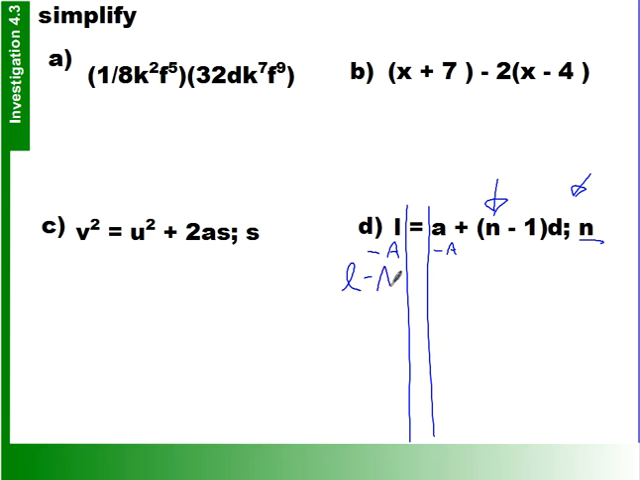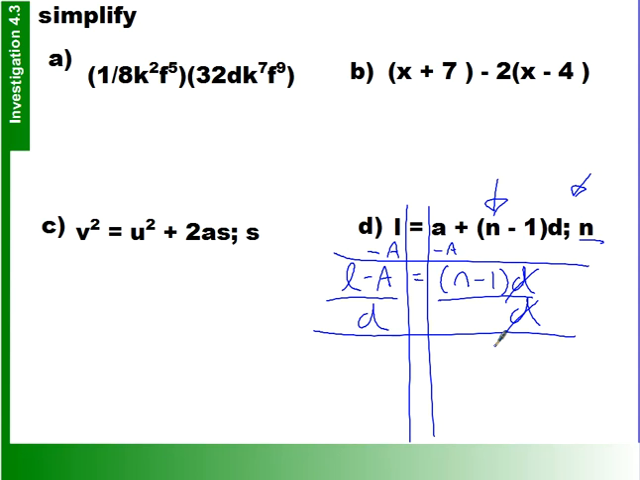So I have L minus a is equal to n minus 1 times d. What's the opposite of multiplying this whole binomial by d? Dividing by d. So I'll divide everything by d. And d divided by d cancels out. So I'm left with n minus 1 is equal to L minus a over d. And you'll notice how I've dropped the parentheses because there's no more need for them, because this d was originally being multiplied or distributed to everything in the term. But once we've gotten rid of this d by dividing both sides by d, the parentheses become unnecessary.